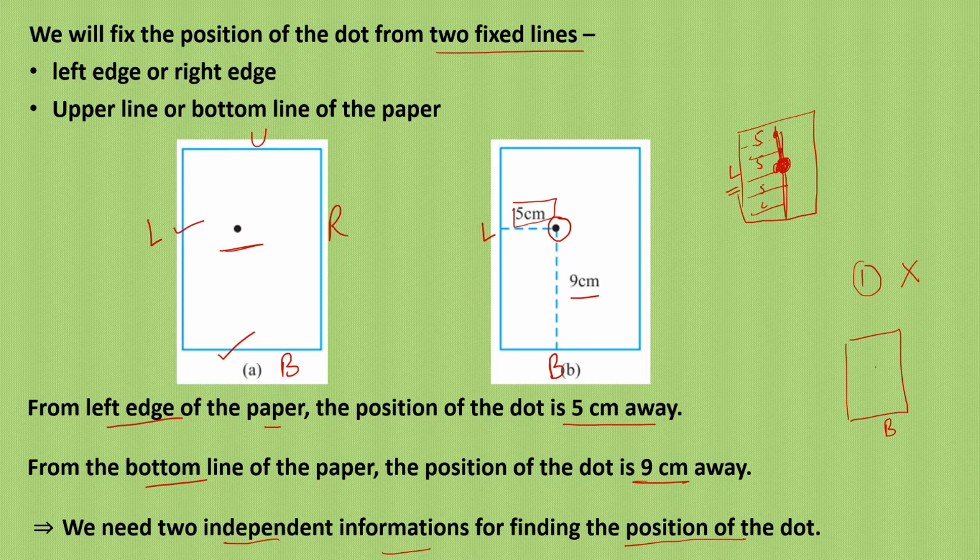Suppose 9 centimeter is still here. So this is also 9 centimeter. This is also 9 centimeter. All these distances are 9 centimeter. That means the dot can be here, here, here, anywhere. So only one independent piece of information is not enough. We need two independent pieces of information to find the position of the dot. So our conclusion is we need two independent pieces of information for finding the position of the dot.